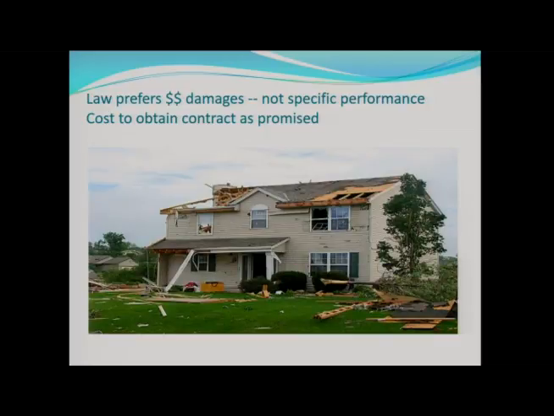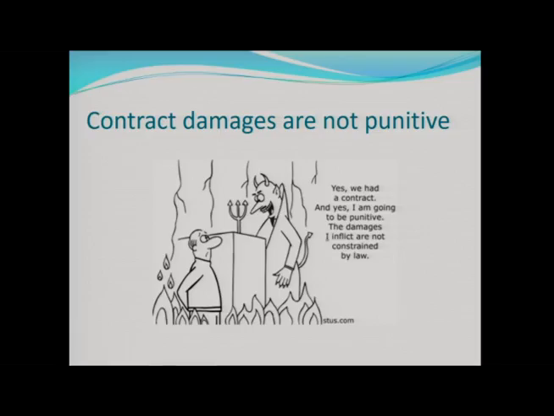The law prefers money damages over specific performance. We don't order people back to work as a general rule. And when we talked about efficient breach, contract law is not punitive. There are no punitive damages in contract law. If you're suing, if you're in litigation, you'd much rather find a tort somewhere, because the damages are a lot more lucrative if you're the plaintiff. No punitive damages.